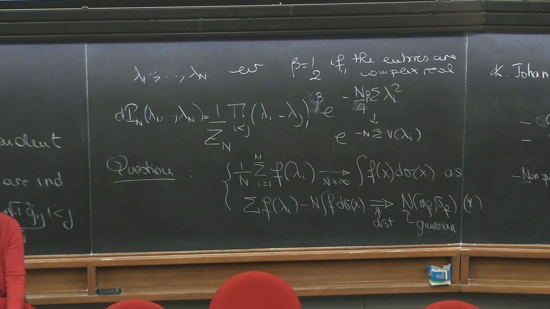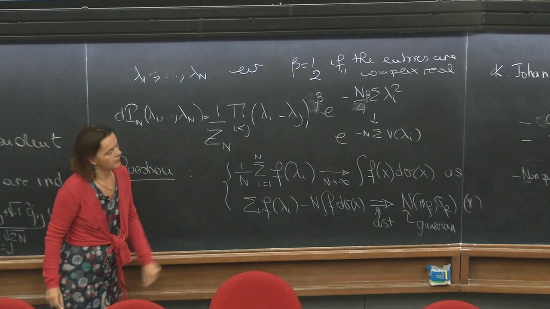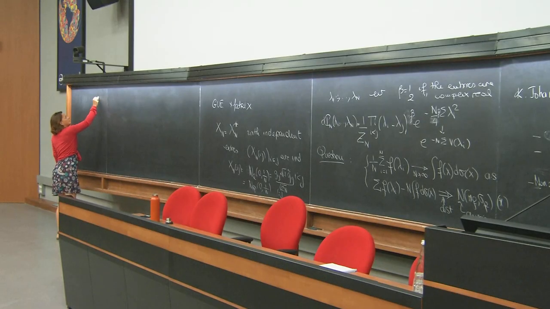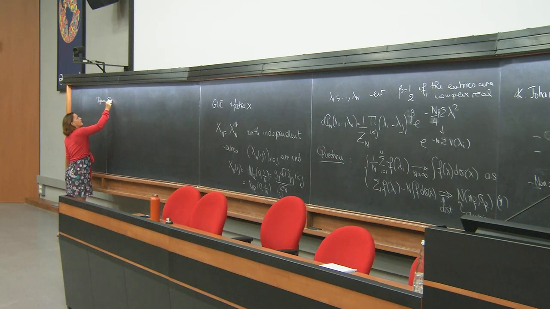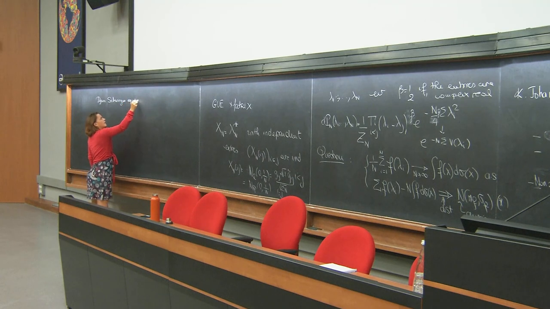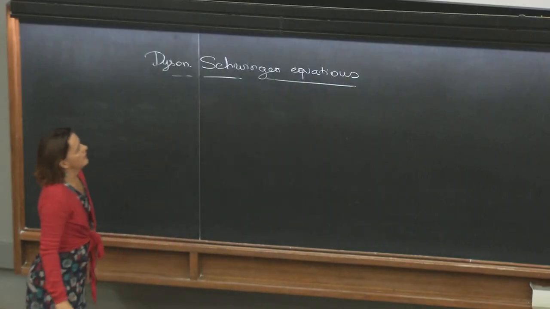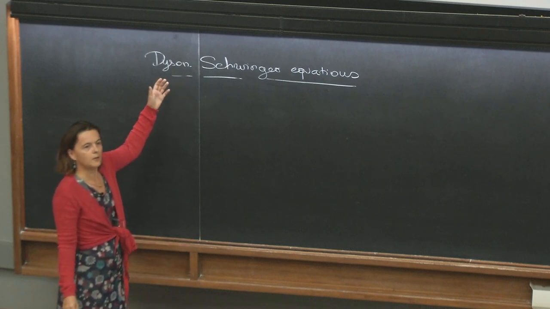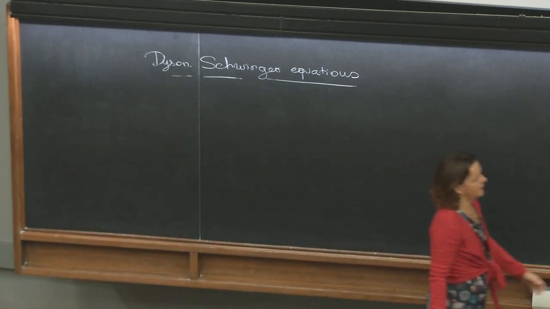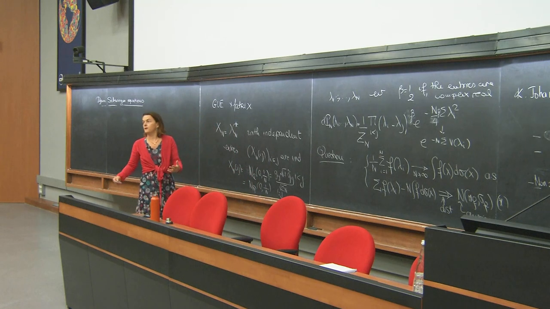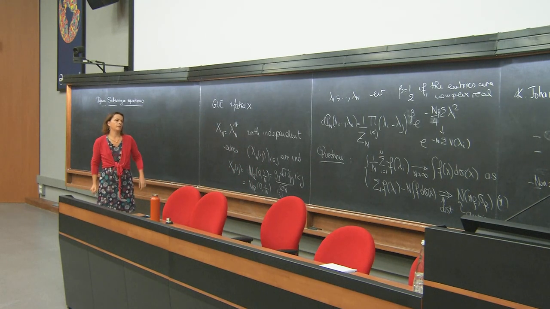So that's somehow what you want to do, to understand these kinds of questions. And to do that, as I said, we will use these Dyson-Schwinger equations. The idea is that we will get equations for this type of observables under this type of distribution, and we will then solve these equations to eventually prove this kind of theorem.